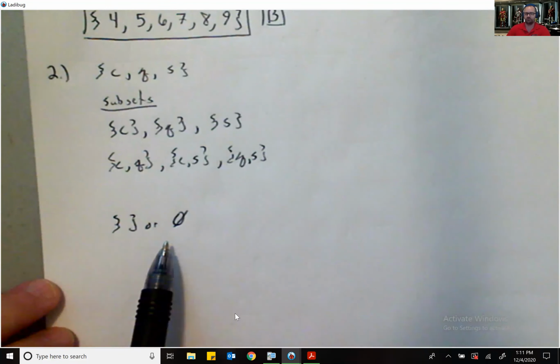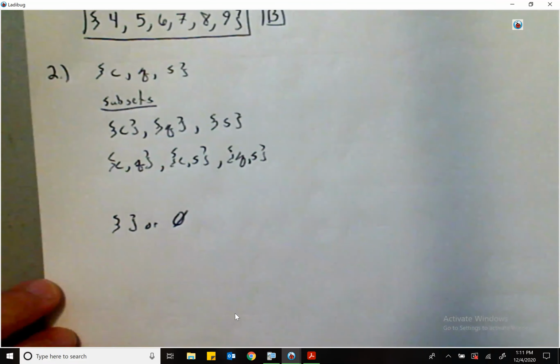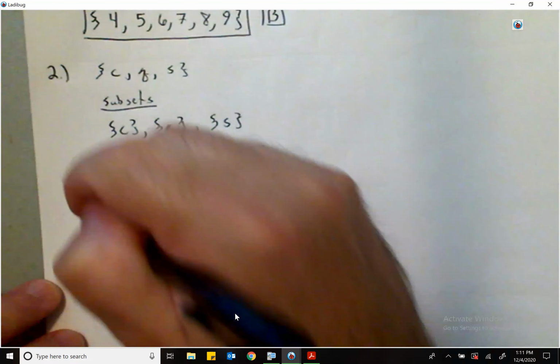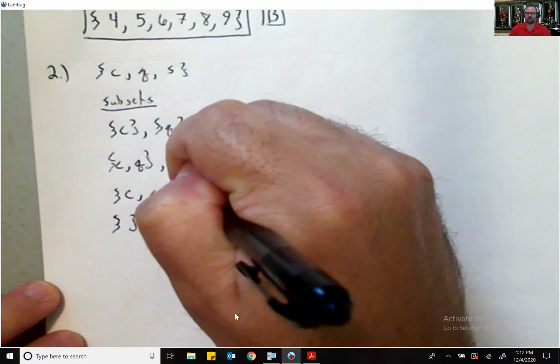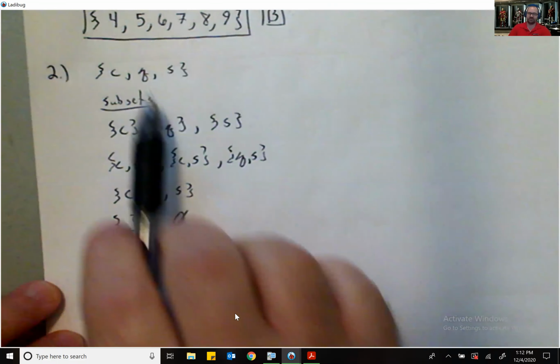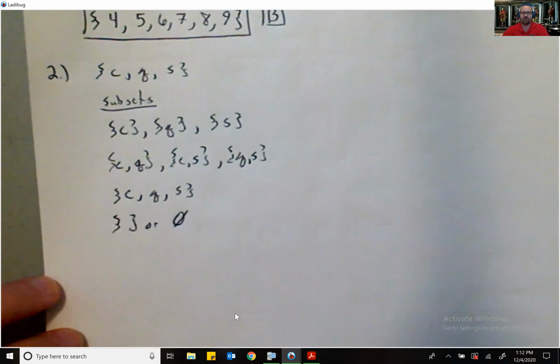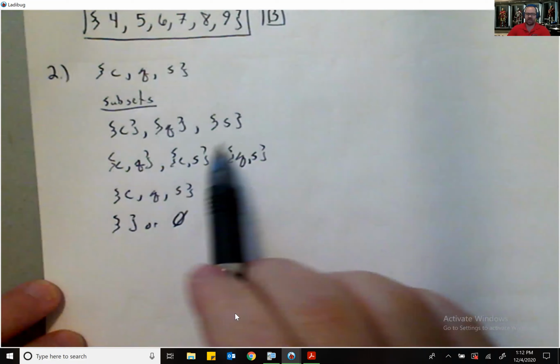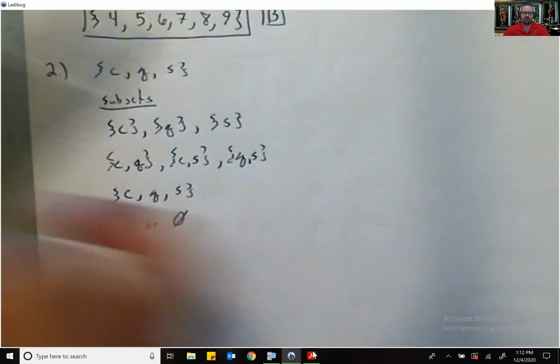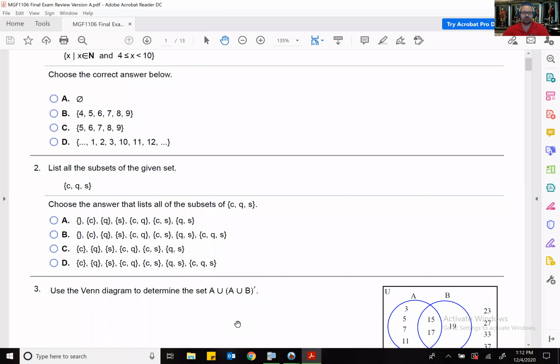Here's one more. CQS, because the set is a subset of itself. So there you go. So we have 1, 2, 3, 4, 5, 6, 7, 8 subsets. So there's only one answer up here that actually has 8 subsets, and that's B.